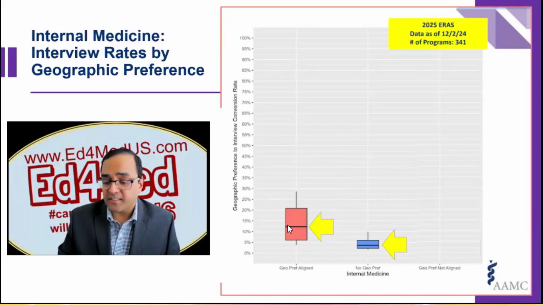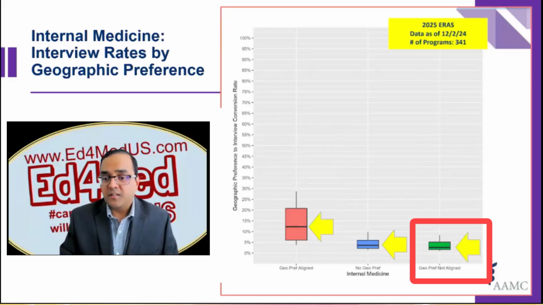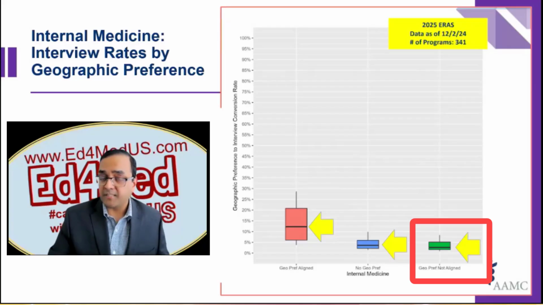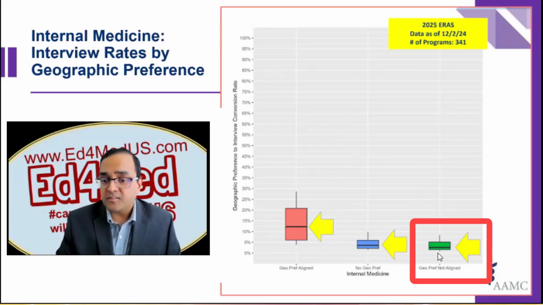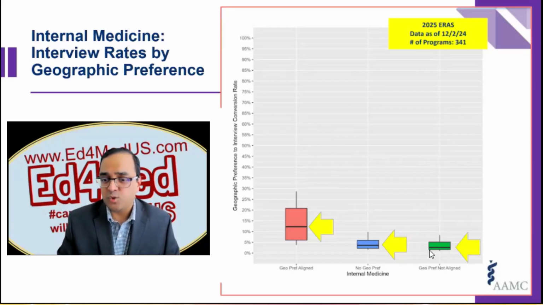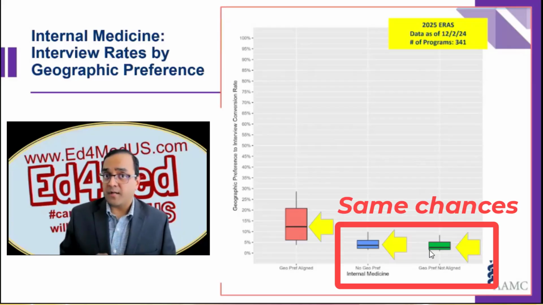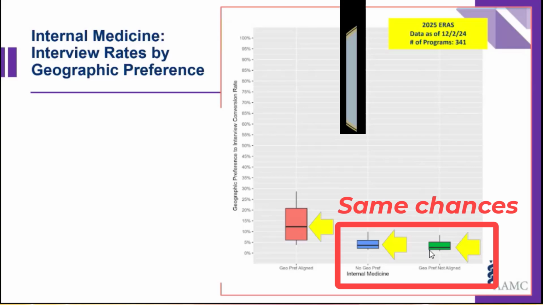Now, what's very interesting is the next part, which is if the geographic preferences are not aligned. That's the situation where the applicant provided New England as the preferred region, but is applying to Texas. You can see that in that case, the chance of getting an interview is the same. It's about 2 to 3% and 3 to 4%, about the same as not providing a geographic preference.